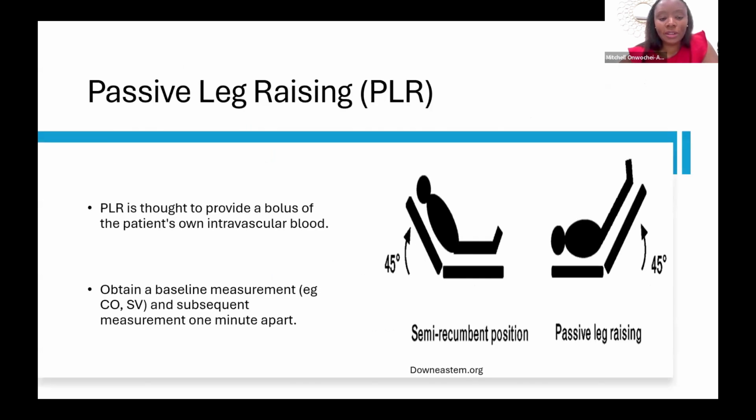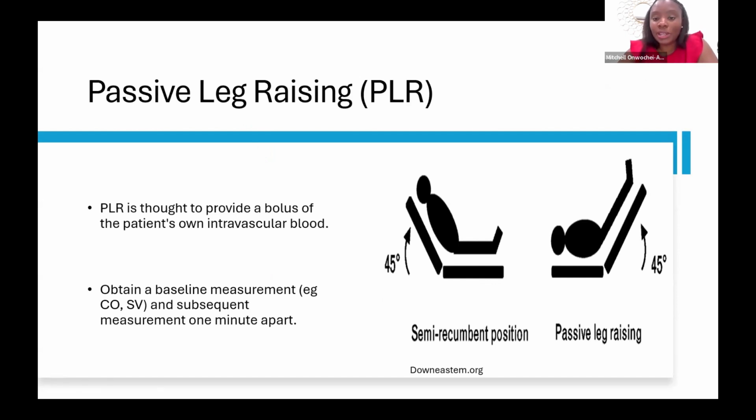And you can also perform a passive leg raising test. So there are going to be some patients who you're very worried about giving any additional fluid, but you suspect that they could be fluid responsive. So what can you do? You can just bolus them their own intravascular blood. And that is, you sit them upright at 45 degrees and measure your hemodynamic variables.